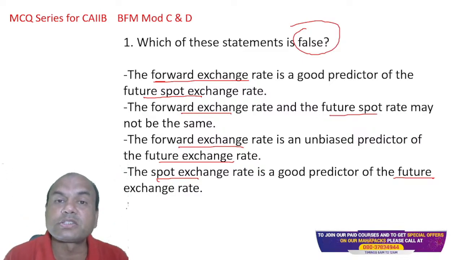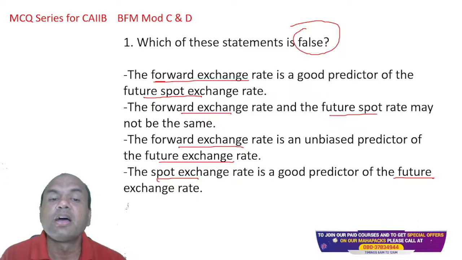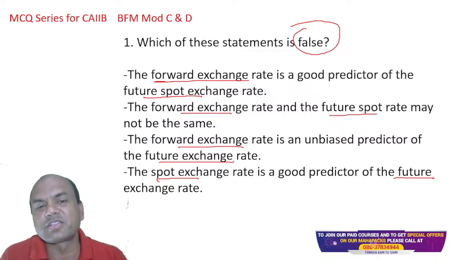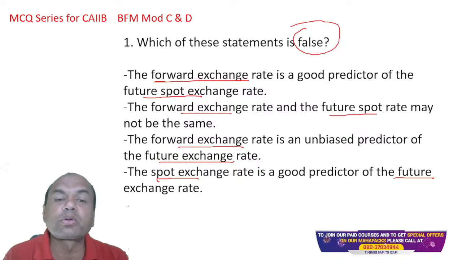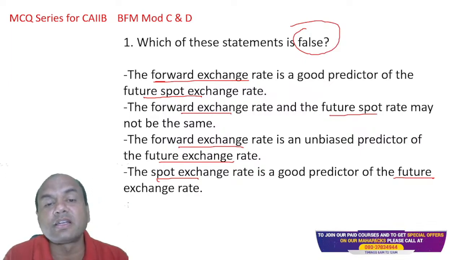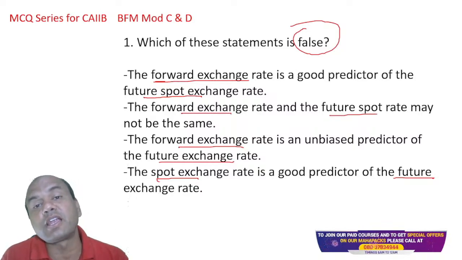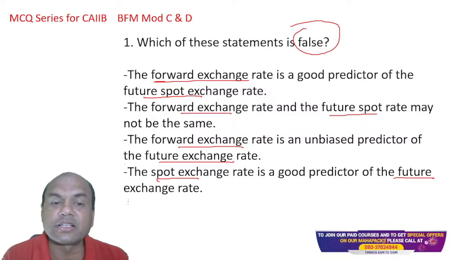Firstly, you should know what is the true answer. Remember, nothing is over here in this question. It's just forward and future. Forward exchange rate is booked today for 2 months later. And future spot rate is the actual rate 2 months later. So that is basically the future spot rate.